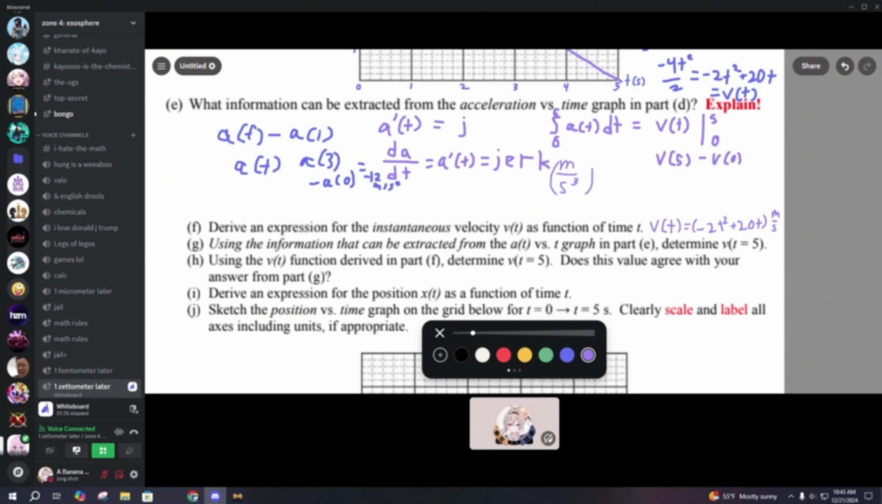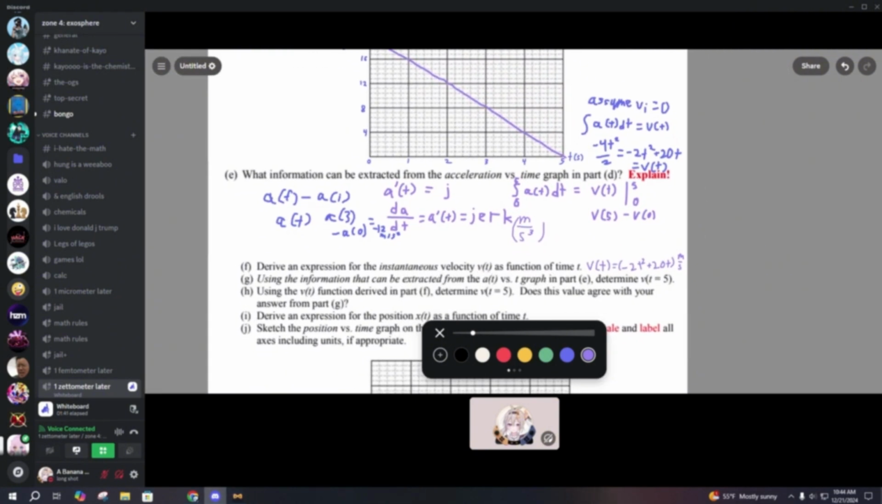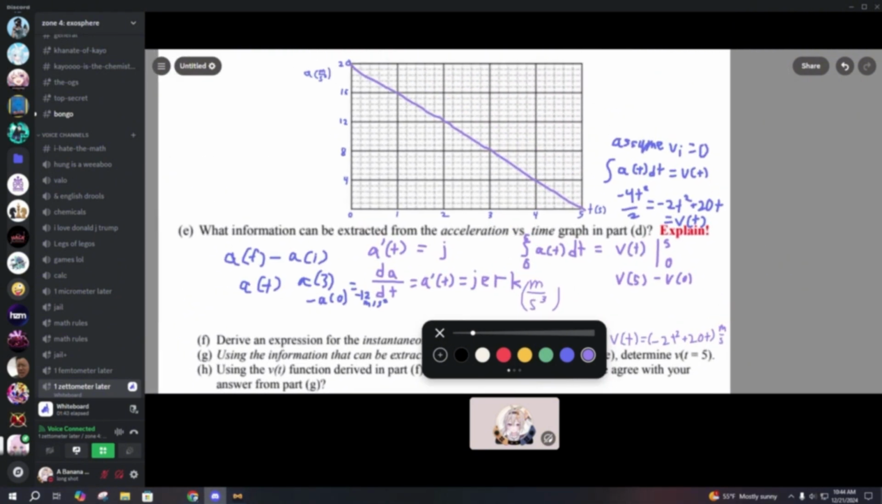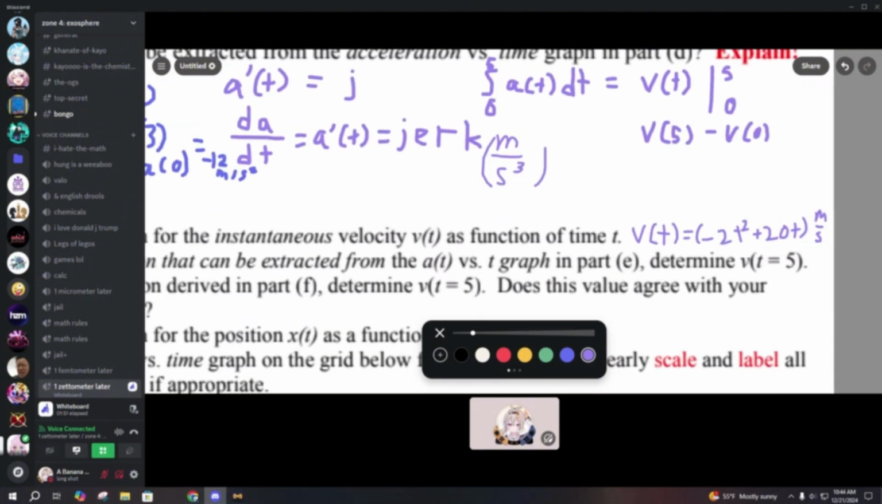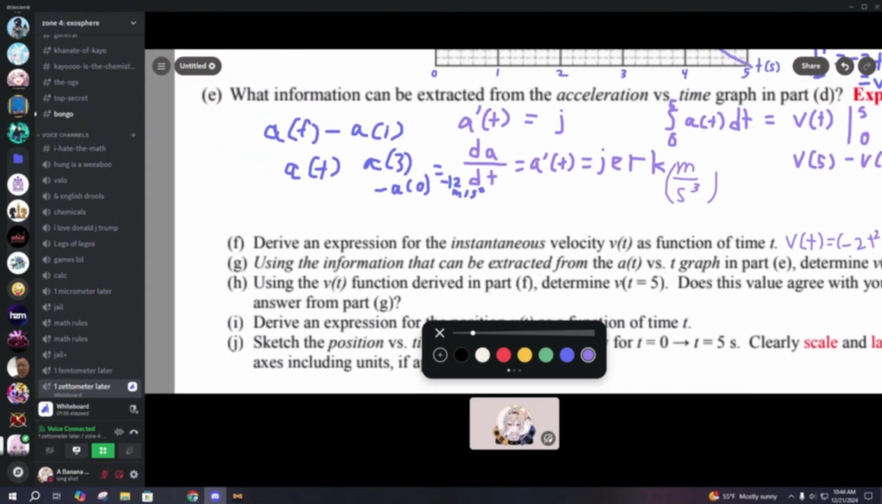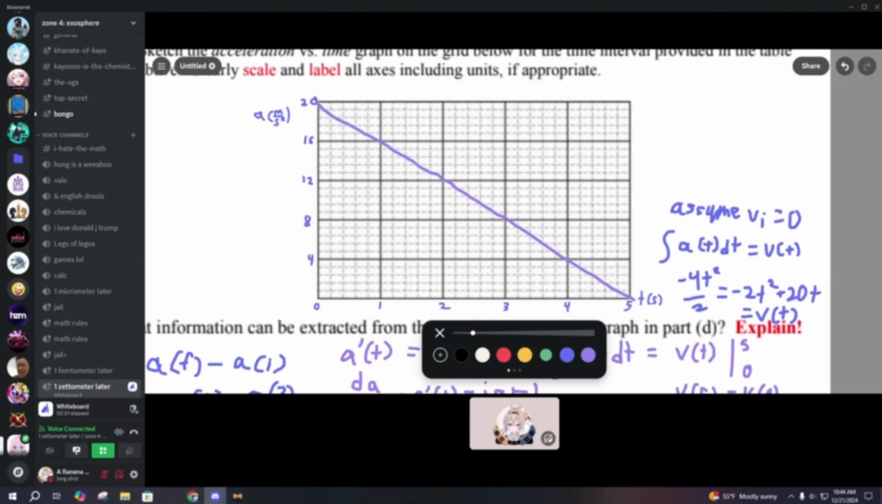Using the information that can be extracted, determine v at t equals 5 seconds. So you see, we assume that v at 0 is 0. Then I just take the area under this, or I can plug this in, v at 5. So, no, I cannot use the information that can be extracted from a of t in part E, so I must take the area under the curve.